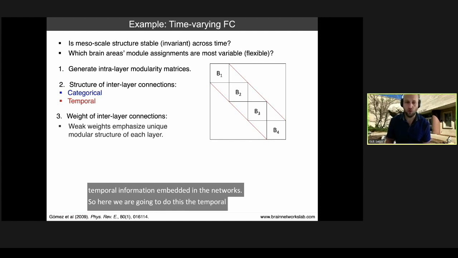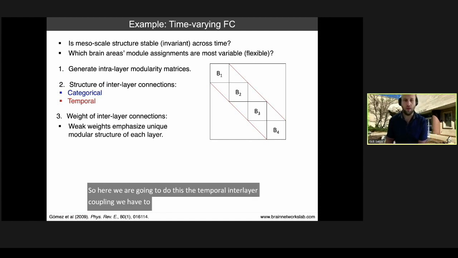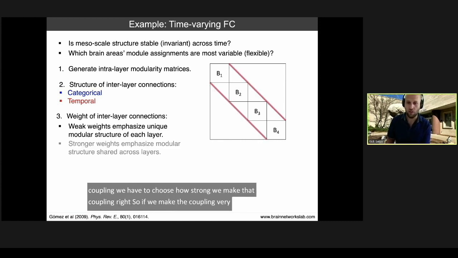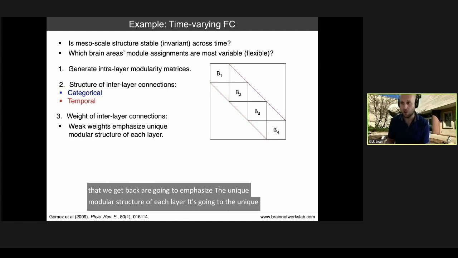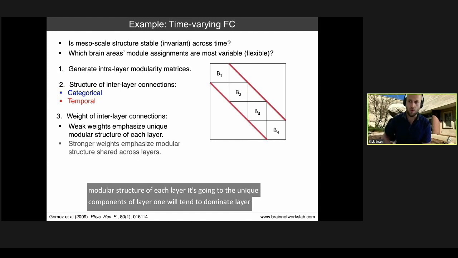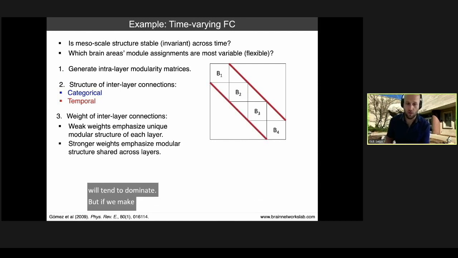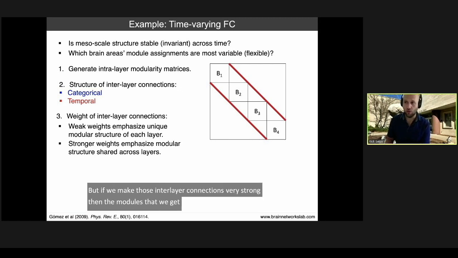We have to choose how strong we make that coupling, right? So if we make the coupling very weak, and you'll notice that I'm changing the thickness of those lines, the modules that we get back are going to emphasize the unique modular structure of each layer. The unique components of layer 1 will tend to dominate, then layer 2 will tend to dominate. But if we make those interlayer connections very strong, then the modules that we get back are going to emphasize the shared structure that's common across all layers.